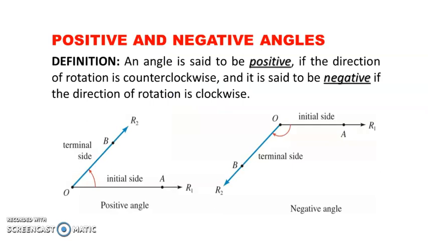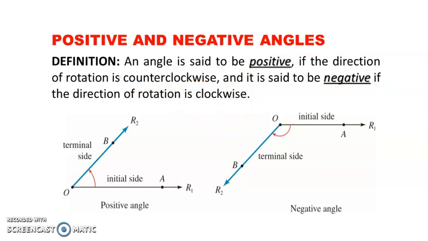An angle can be classified according to its rotation. We have the positive and negative angles. From the definition, an angle is said to be positive if the direction of the rotation is counterclockwise. And on the other hand, it is said to be negative if the direction of the rotation is clockwise.